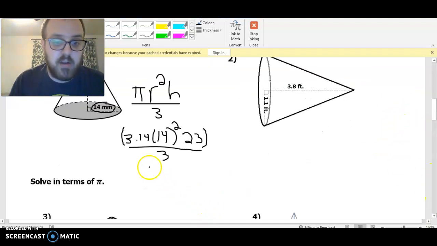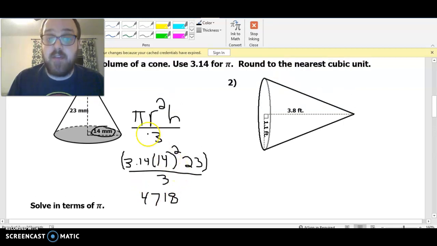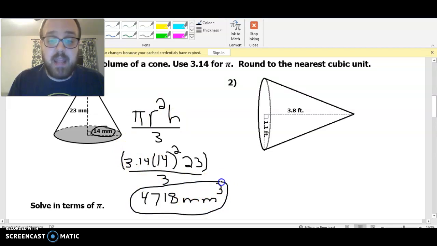So my answer is going to be 4718, because I'm going to round it to the nearest cubic unit. In this case, it's 0.3, and I don't need to include that for the rounding, so 4718. Also, I want to make sure I give them units. We're finding volume. Our units were millimeters, so my units are going to be millimeters cubed. The cubed comes because I'm multiplying 3 different units together to get this. Volume is always in cubic units, so that's going to be my answer.